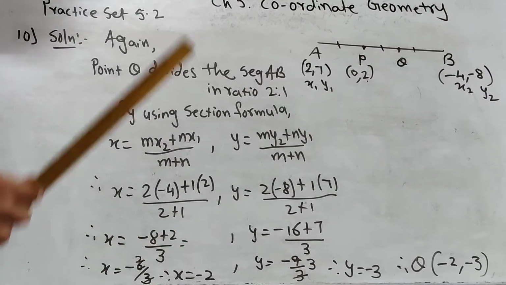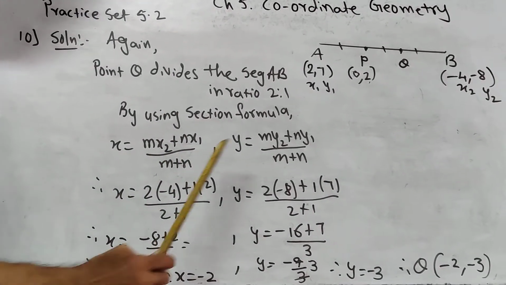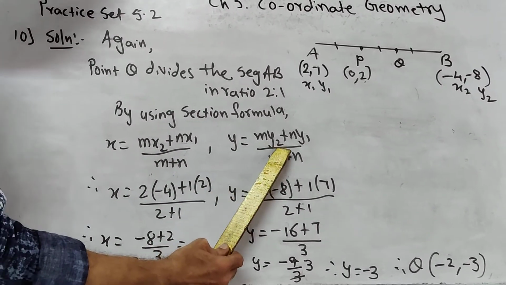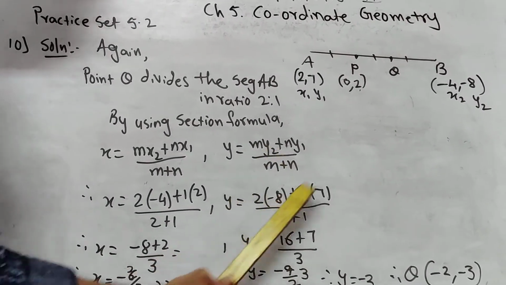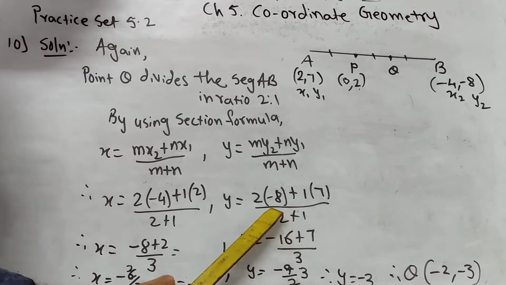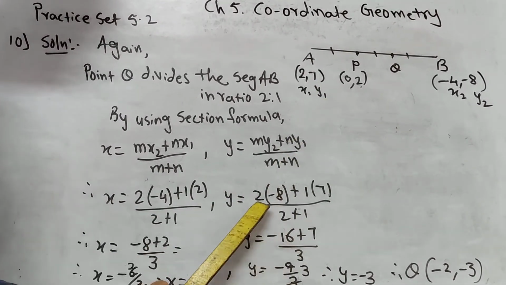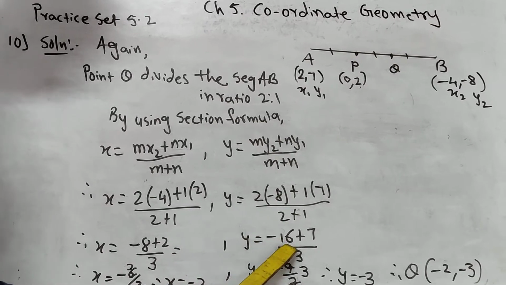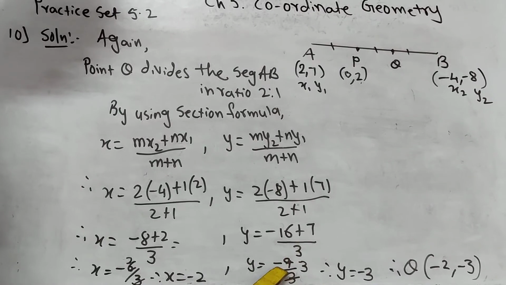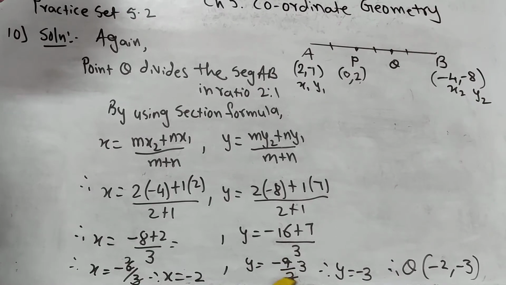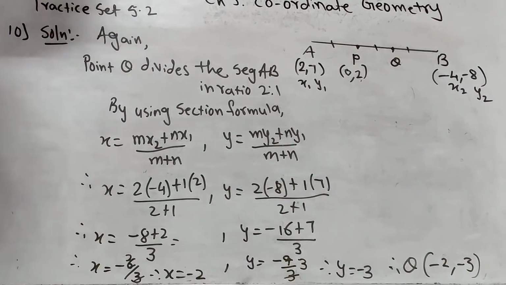Okay, in order to save our time, I have written this sum, second part. Same way, y is equal to my2 plus ny1. m is 2, y2 is -8. See, y2 is -8. Okay, plus n is 1 and y1 is 7. So 2 8s are 16, that means -16 you will get, plus 7. -16 plus 7 is -9. -9 upon 3, y is equal to -3. So you got the Q coordinate -2 comma -3.